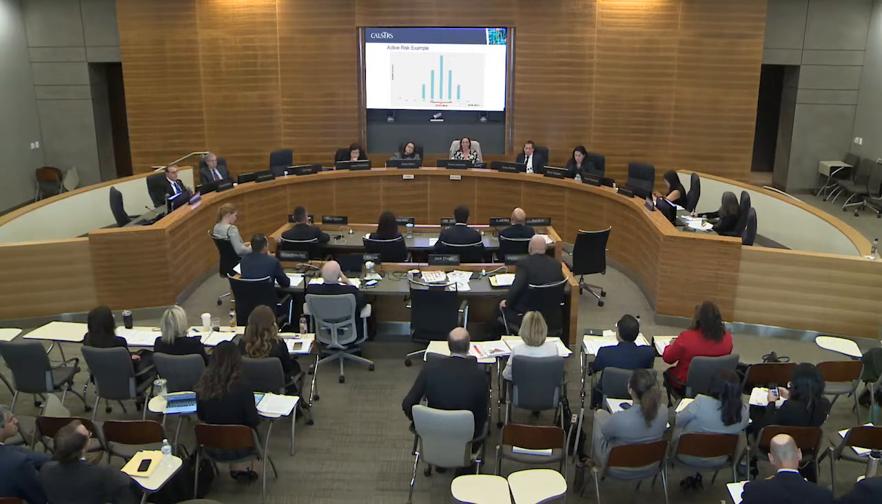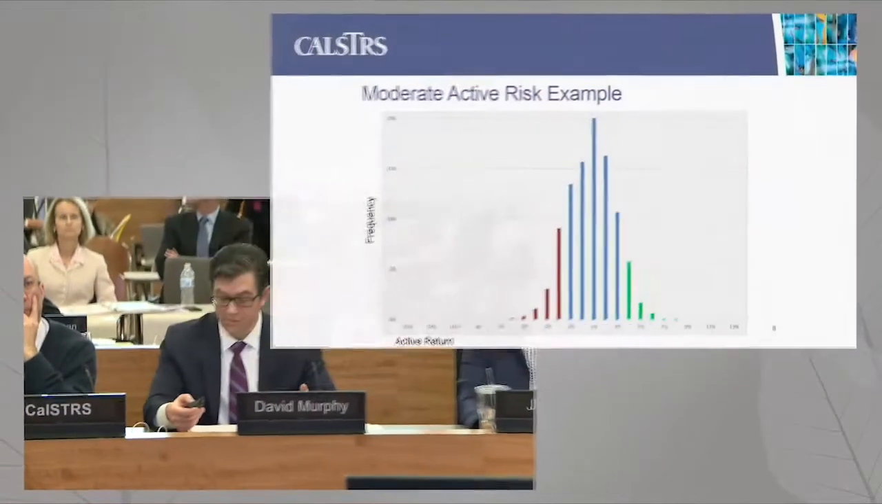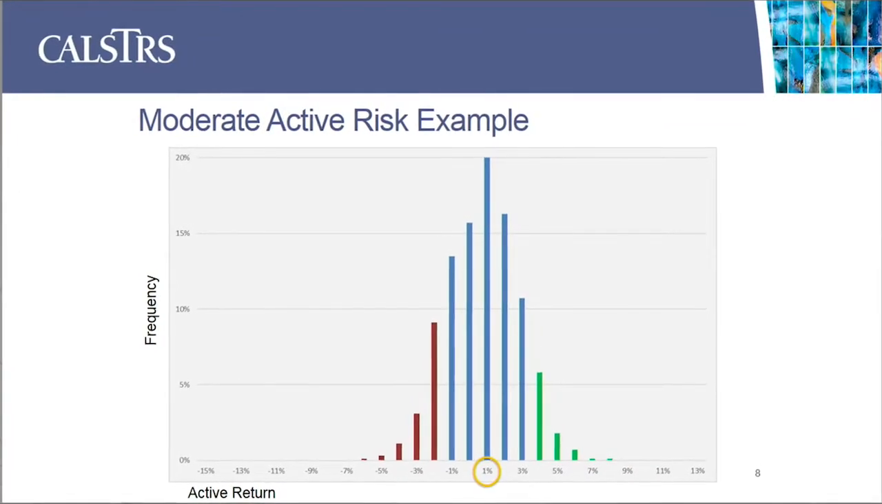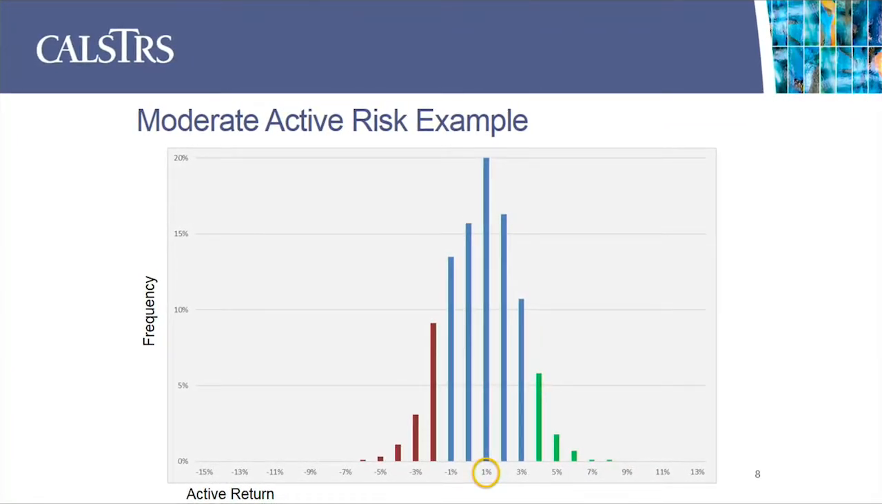Thank you, Ray. I wanted to walk through a few examples of portfolios with different active risk profiles. So let's start with the moderate active risk portfolio, which would be considered a diversified active strategy. This portfolio has an active risk of 2%, which is the standard deviation of the active returns, and an average return of 1%. As Ray mentioned earlier, 2/3 of these returns are within plus or minus 1 standard deviation of the average return. So when you look at the chart, you'll see that 2/3 of the returns are between -1 and +3%, which are depicted by the blue bars.